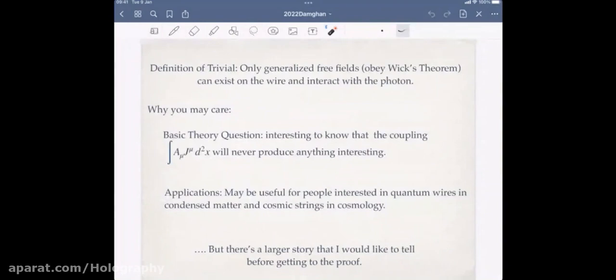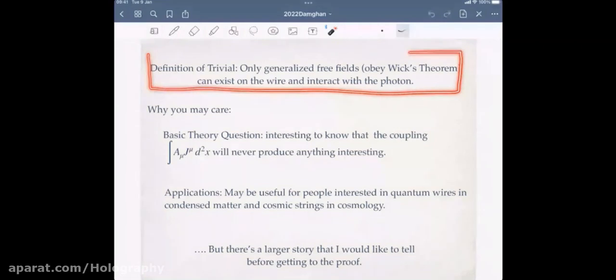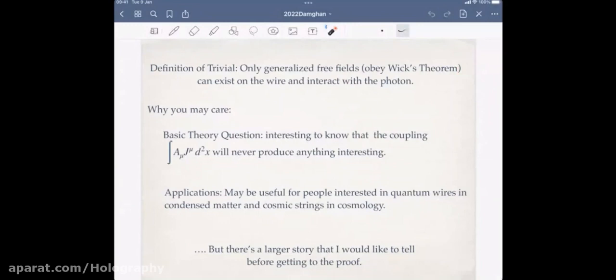So the definition of trivial. Trivial means something a little bit technical here as well. What I mean is that the field content on the wire that's interacting with the photons are basically free fields, or some generalized version of them. So that if I want to calculate any correlation function of these free fields, I can use Wick's theorem. I can just contract them pairwise. There's no very interesting dynamics of these fields on the wire. That's the technical meaning of this trivial statement. Okay, so why might you care about any of this?